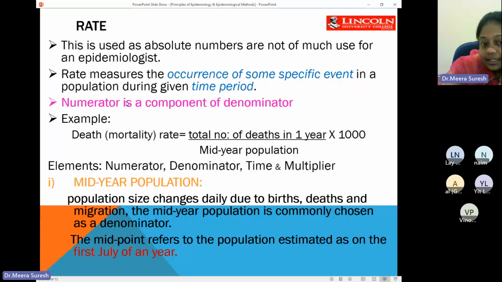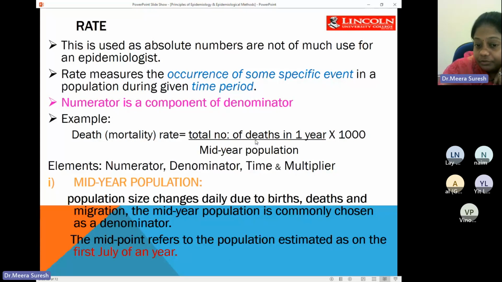And why we give this importance is that an MCQ can usually be asked on this, where we have rate, ratio, and proportion. Rate and proportion have the numerator as a part of the denominator. But in case of ratio, the numerator and denominator are not related; the numerator is not a part of the denominator. Because of that difference, MCQs can be asked. That is why I put that in a specific color. So I hope you got it.